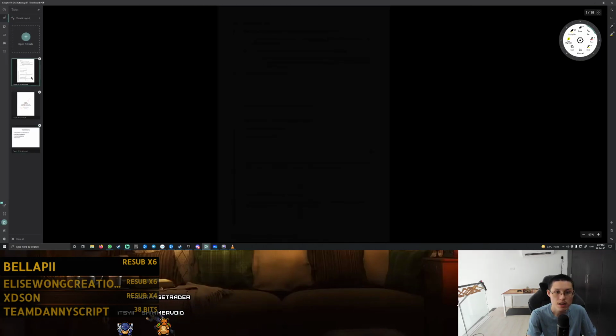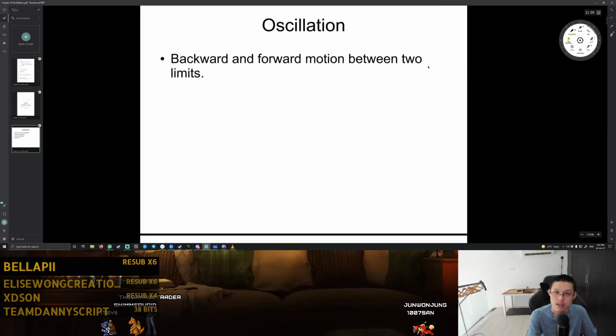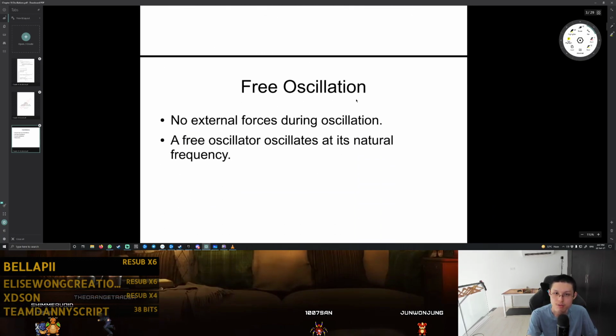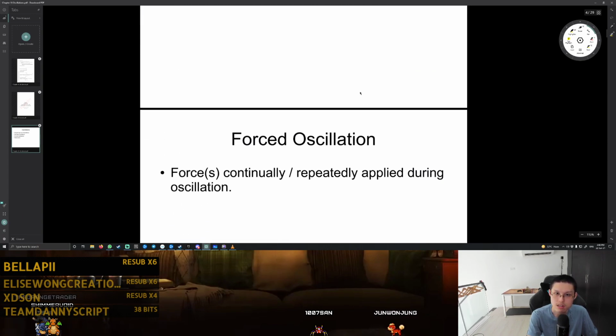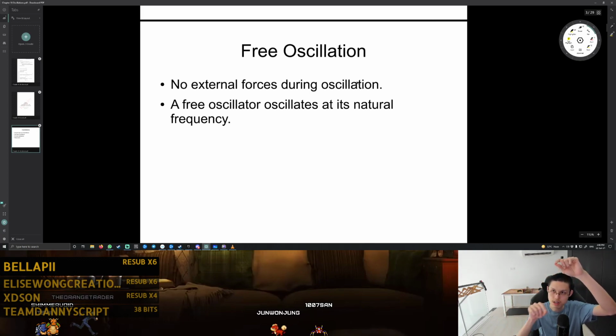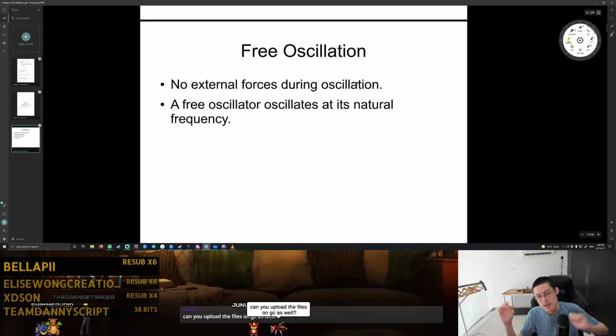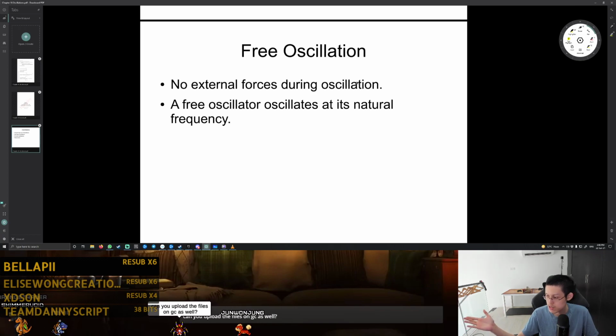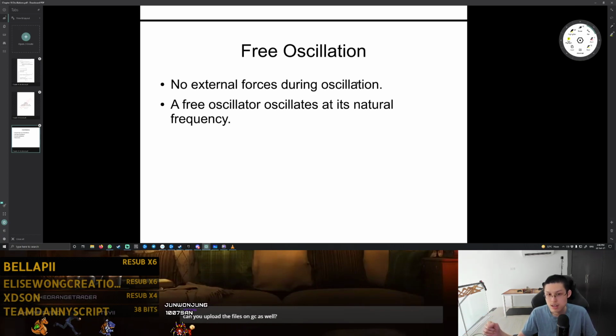So we'll start by defining what oscillation means. It is a backward and forward motion between two limits. I think that much is obvious. There are two kinds of oscillation: free oscillation and forced oscillation. Free oscillation means, let's say you have a string connected to a pendulum, and you release the pendulum and it just oscillates on its own accord without the influence of, say, air resistance or something like that. Then that would be free oscillation.